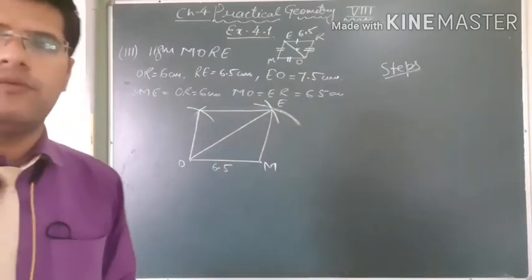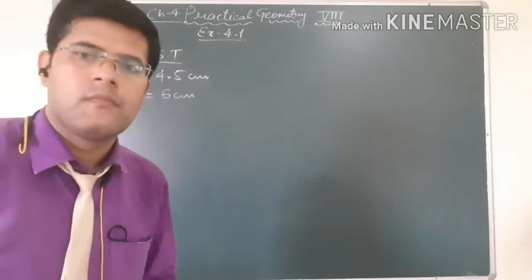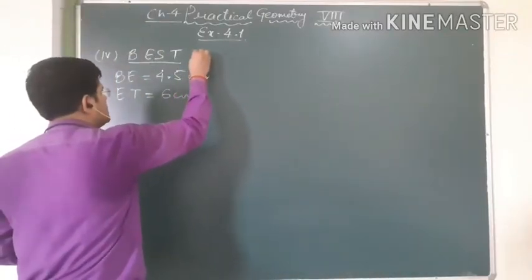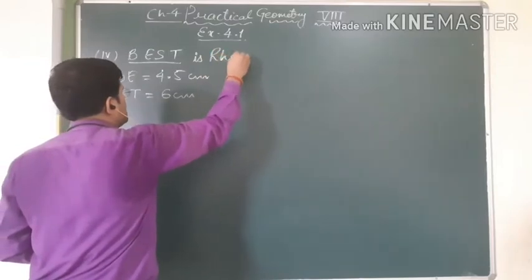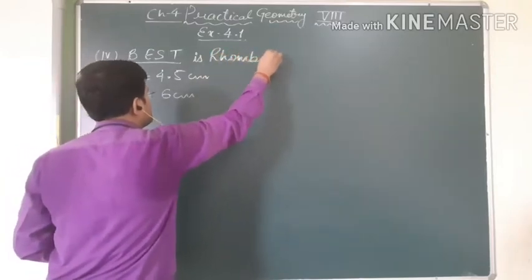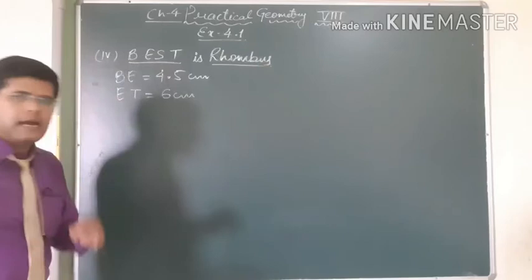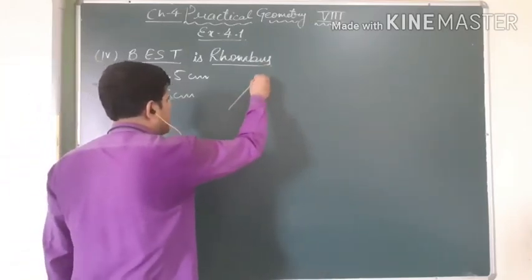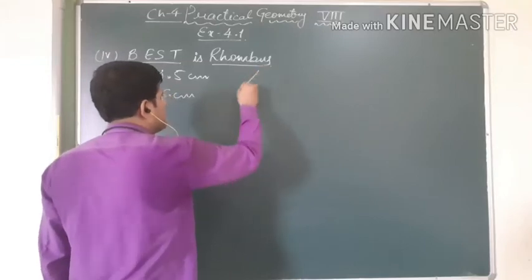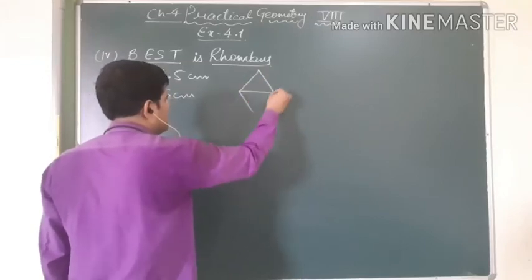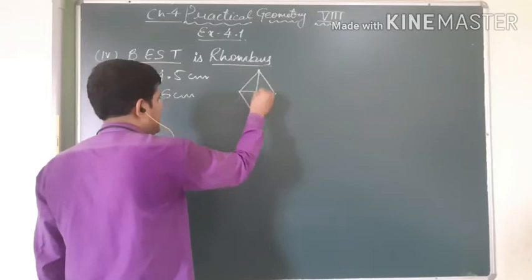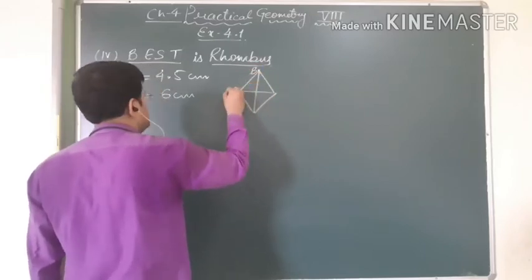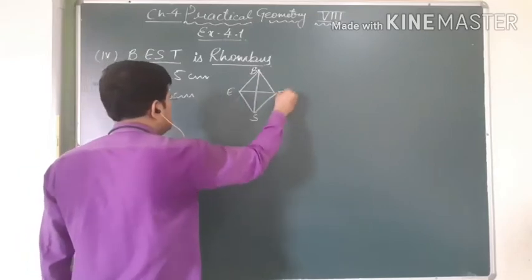Okay students, now move to the next sum. Here in the 4th sum, BEST is a rhombus. What property is there in a rhombus? All sides are equal and the diagonals bisect each other at 90 degrees. You have to make a rough figure with pencil or pen, whatever you want. So this one is B, E, S, T.